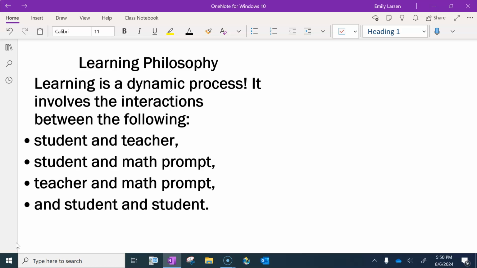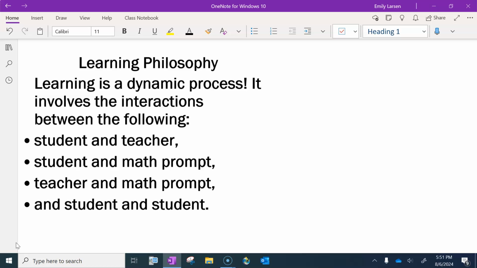Then two, the interaction between student and math prompt. This is where the student is engaged in problem solving alone with the math. And then there's teacher and math prompt. This is where the teacher is engaged in planning rich activities and rich problems for students to do, assessing knowledge, and determining how to do that best. So this is where the teacher is engaged with the math on the side after class.